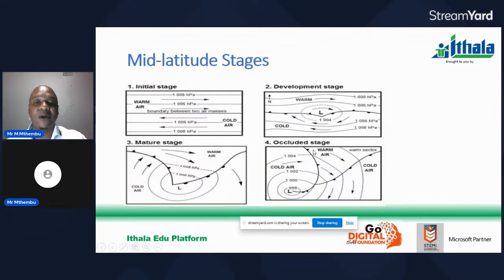Okay, let's look at the occluded stage of the mid-latitude cyclone, and you can see the cold front is now catching up with the warm front at the apex. So if you look carefully right here at the symbol, the warm front, which means this is a warm occluded stage, and then we have a cold occluded stage as well.